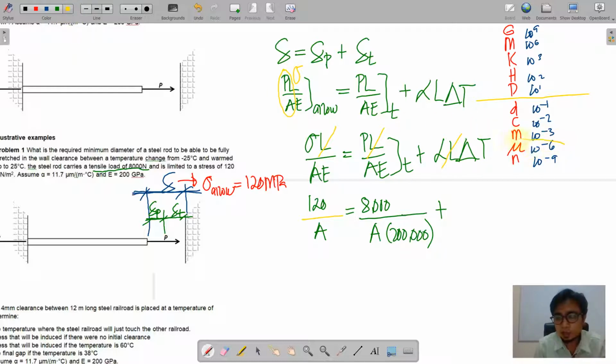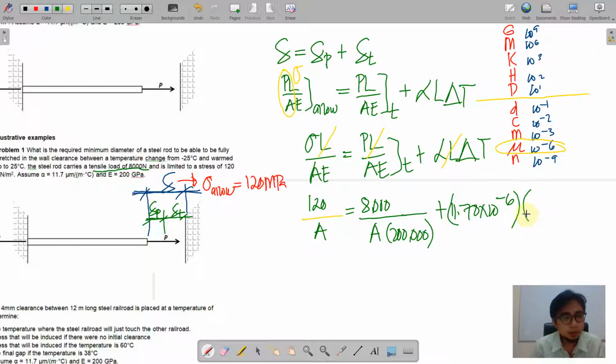We are in micro. So meaning, if we are converting a prefix to the meter, we'll just have to multiply it by 10 raised to -6. So yun. So I'll just write now the alpha, 11.7 times 10 raised to -6. Okay.